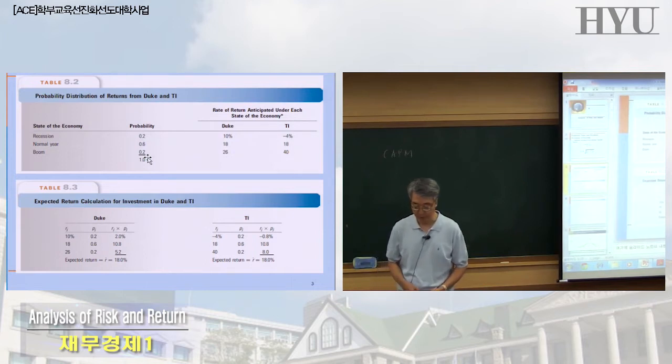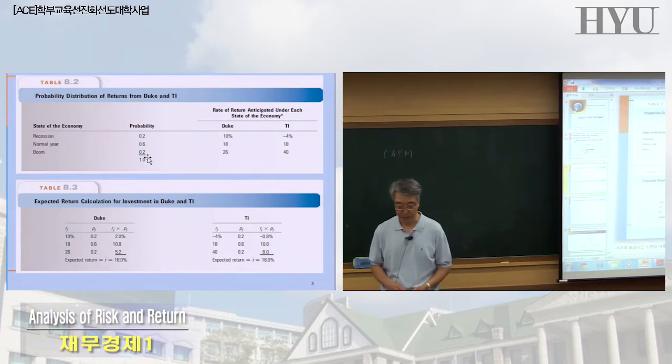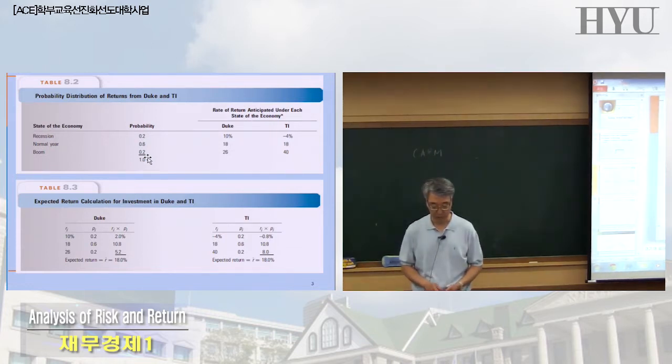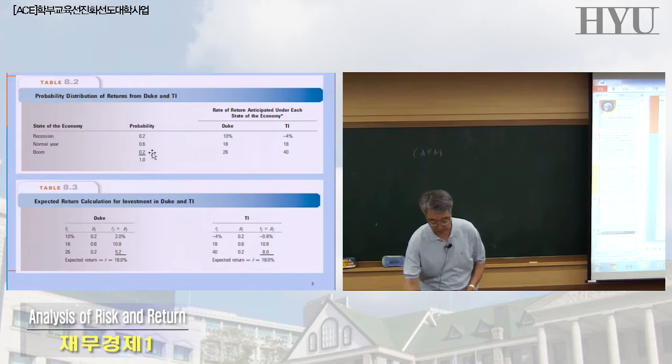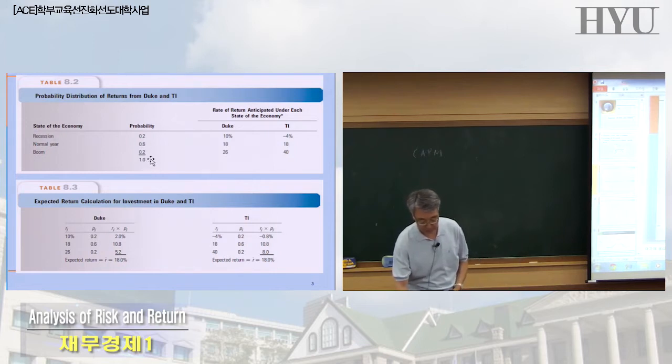So maybe this is based on historical data, right? So out of the last 10 years or 20 years, maybe 20% of the times it was a recession, 60% of the times it's normal, and so on, right? So we have a probability for each state. So this column is Pj, P1, P2, P3, right? And of course, the summation of all probabilities must be equal to 1, okay? Because we should have exhaustive coverage of all the states, okay? Or possible states of the economy.